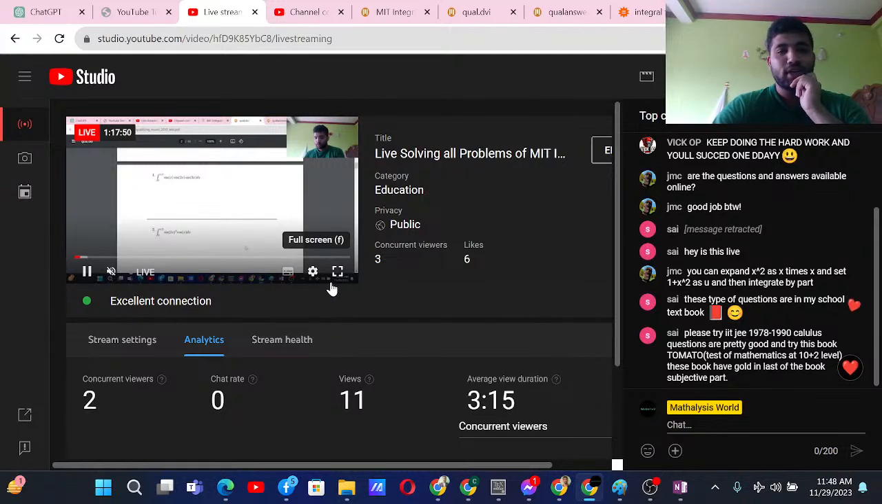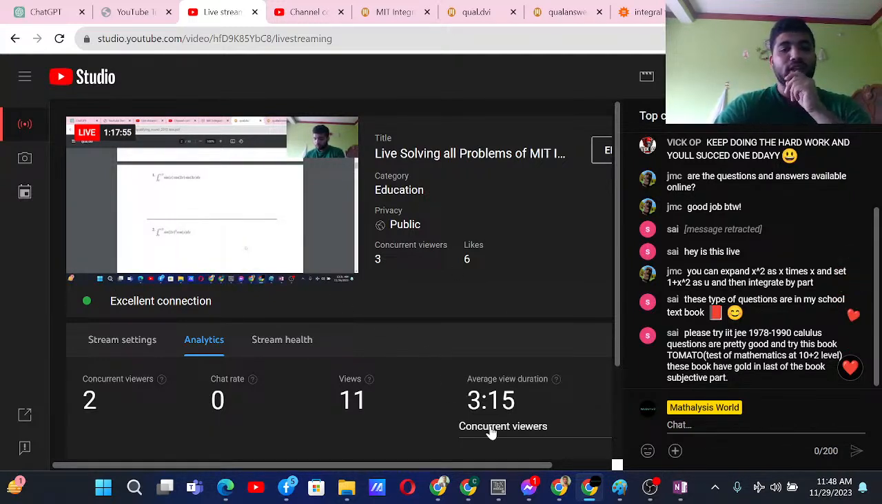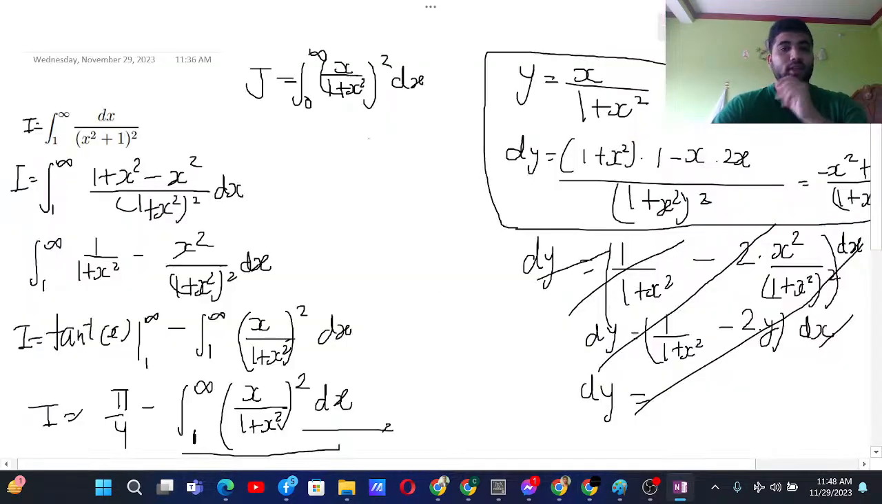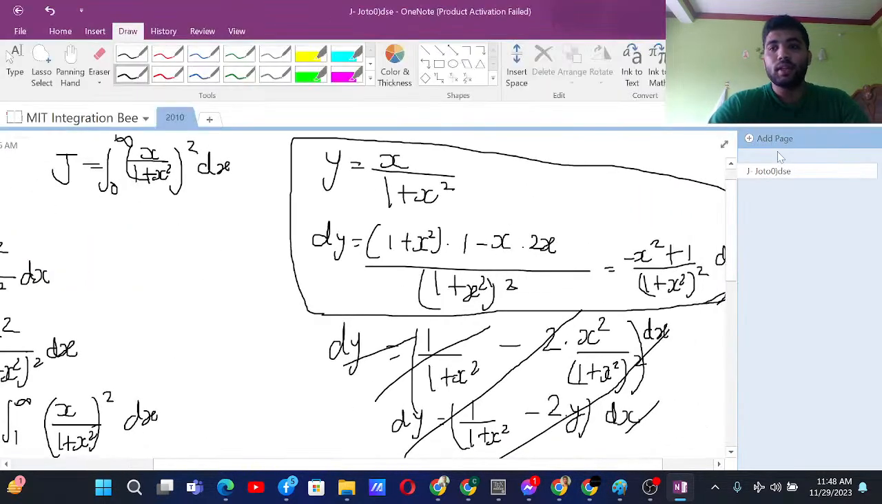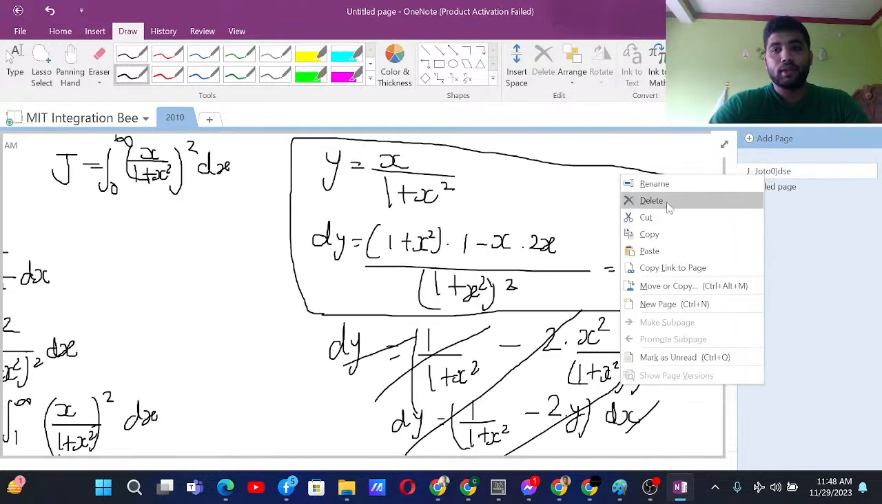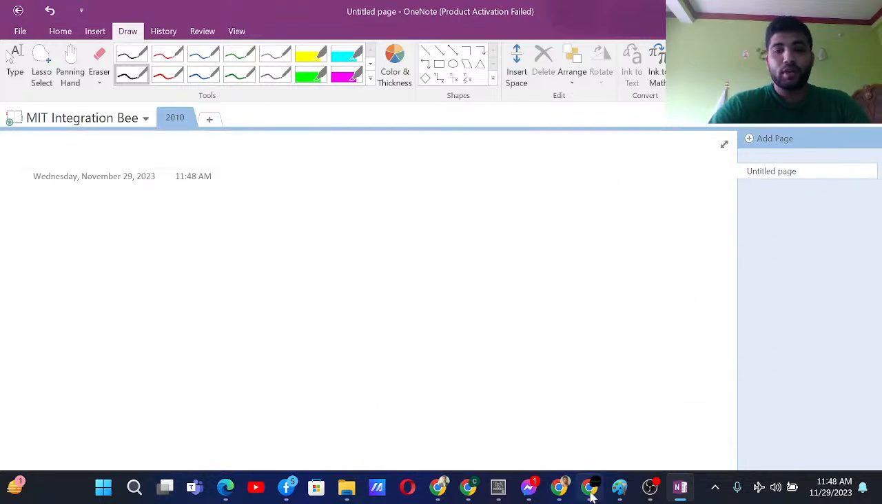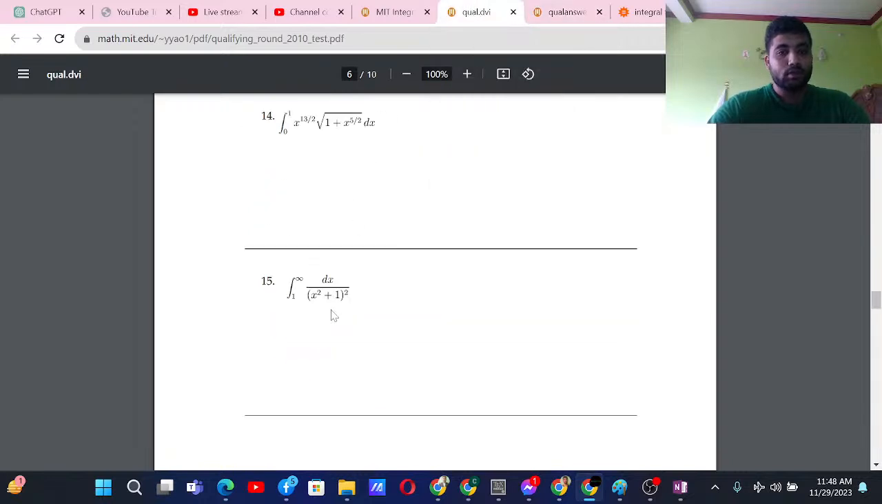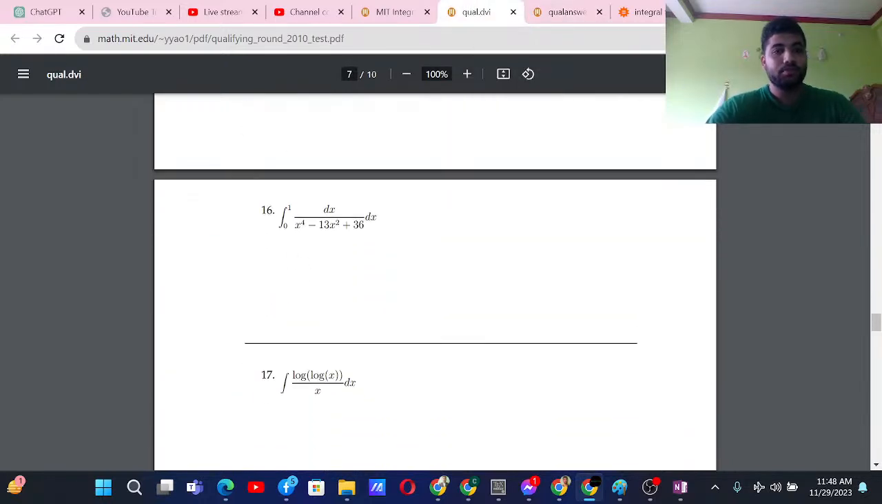Okay, so we are just doing some integrals. Let's go to the next one. The next one will be quite challenging, and I think it will be really nice to do it. And I'm really thankful for your support. Let's do the next integral. From MIT Integration Bee, we are doing integrals. Okay, so our next integral is this one.